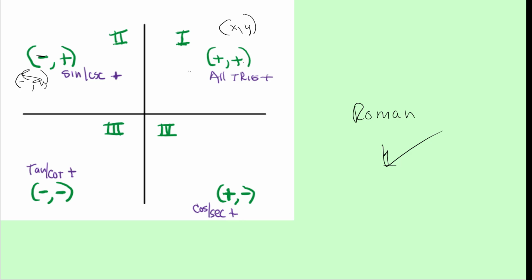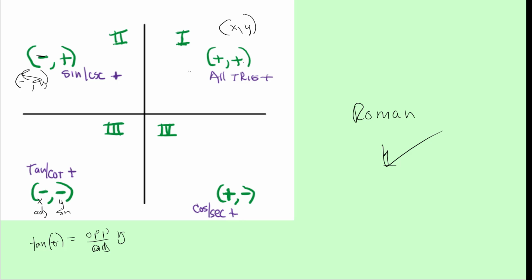The opposite over hypotenuse or hypotenuse over opposite, those are all positive. Third quadrant, Roman numeral 3, tangent and cotangent are the only ones positive, because remember, tangent is opposite, well, opposite is the y value, or the sine value, over adjacent, which is the x over adjacent. Well, negative divided by negative is positive. Cotangent is the flip of that, and it will still be negative over negative is positive. So only tangent and cotangent are positive in the third quadrant.